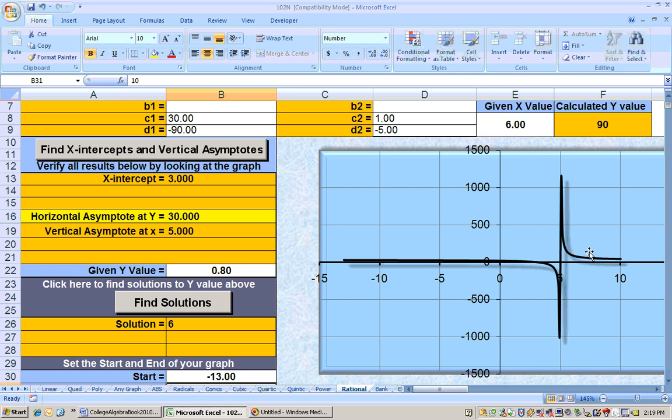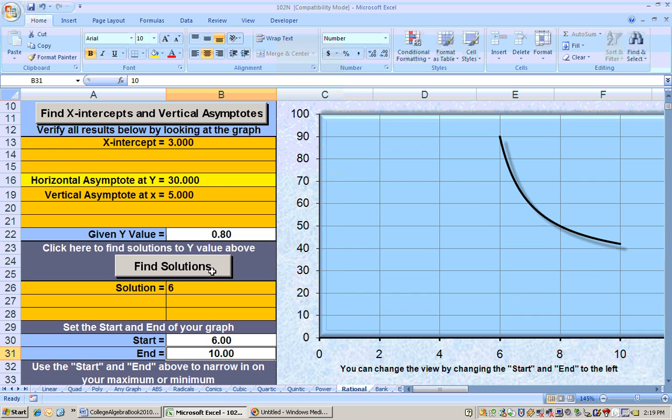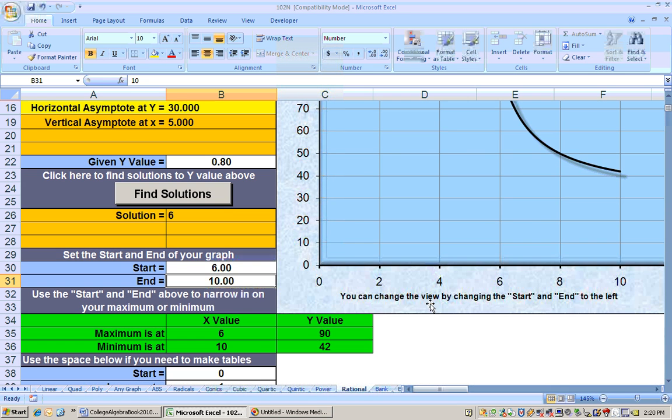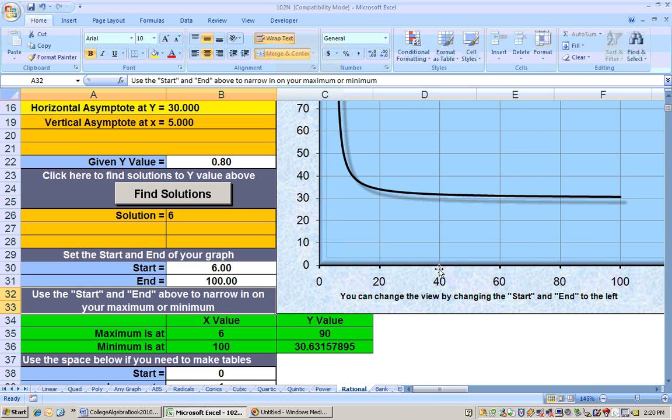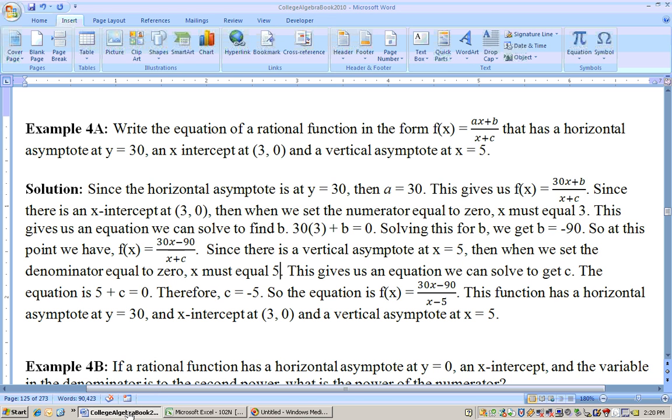And if you want to find max mins or what it's leveling off to, get away from your vertical asymptote. So let's graph this, let's say from 6 to 10. If I graph this from 6 to 10, you can see it's coming down, leveling off to how high? Well, it will be 30. Let me go out farther. Let's go out to about 100 or so. And now if I look at it, it's leveling off to 30. And that's what that graph looks like. So that matches up with what I had before.